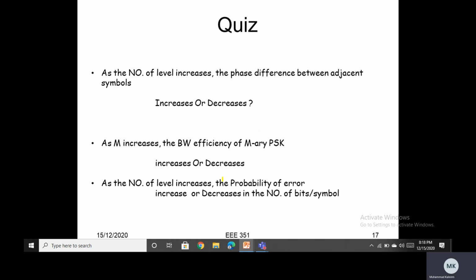A small quiz. As the number of levels increases, as the value of M increases, will the phase difference between adjacent symbols increase or decrease? Second, as M increases, does the bandwidth efficiency of M-ary PSK increase or decrease? And the third, as the number of levels increases, does the probability of error increase or decrease in the number of bits per symbol? So think about it and we will discuss in the lecture.